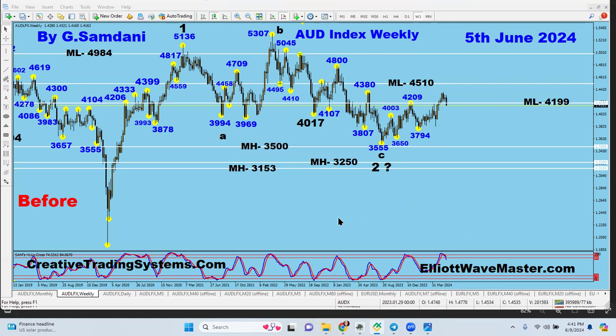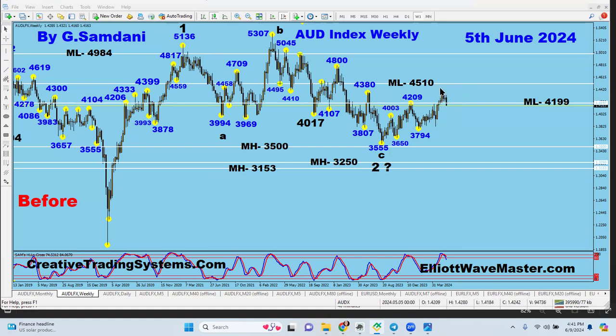Anyway, this is the Aussie dollar index, and I was expecting that it was going to bounce from here, ending wave two, and then we're supposed to be going to the upside. So it started to move a little bit, and then again, like I said, this is what happened. This is what I was talking about.